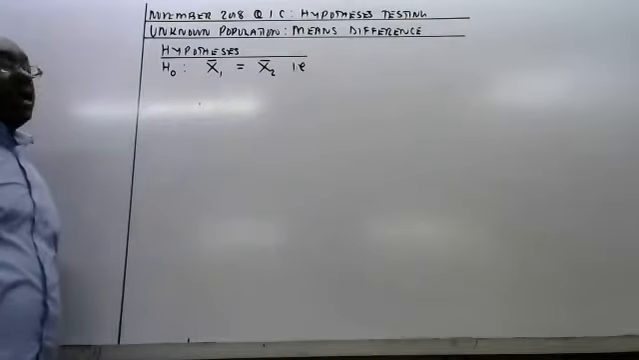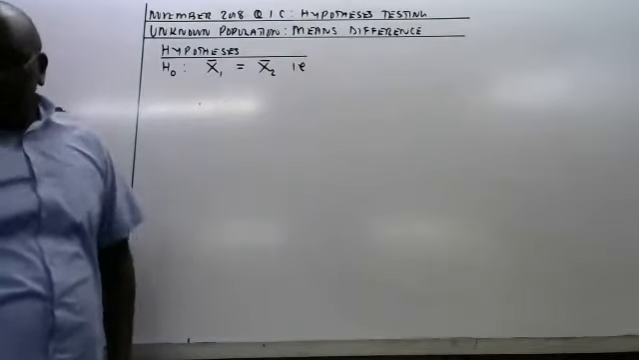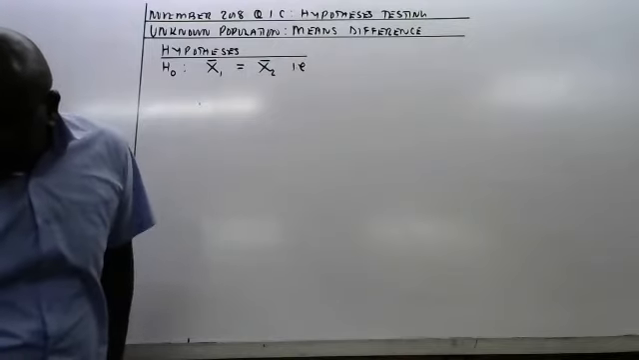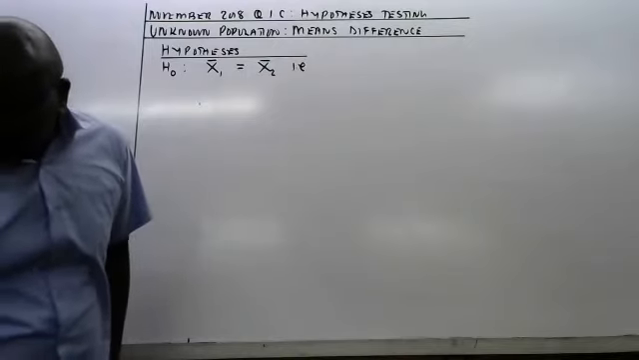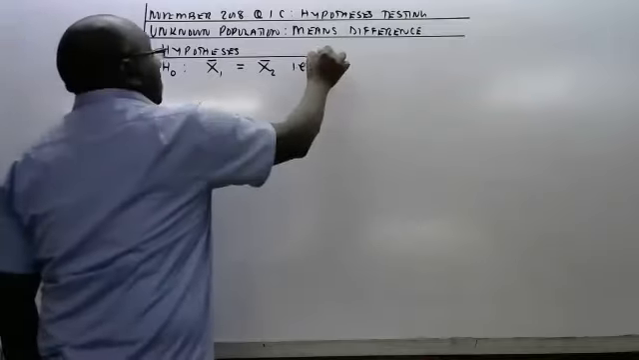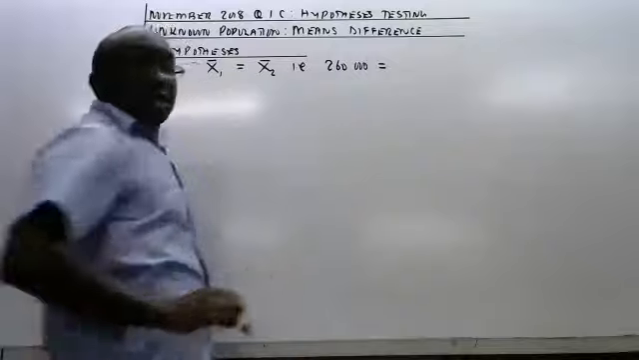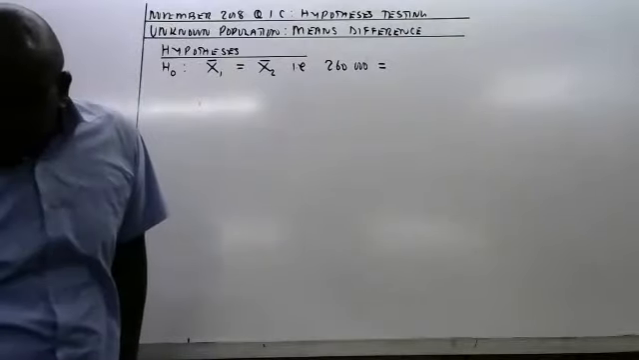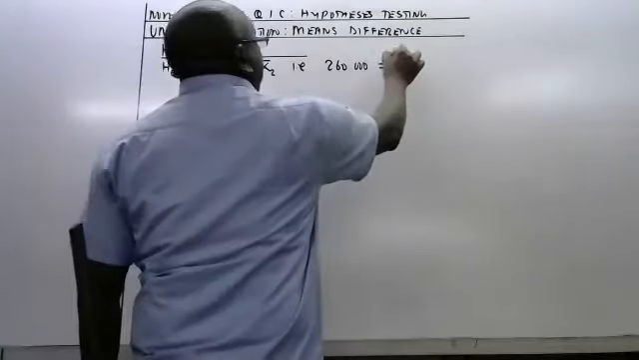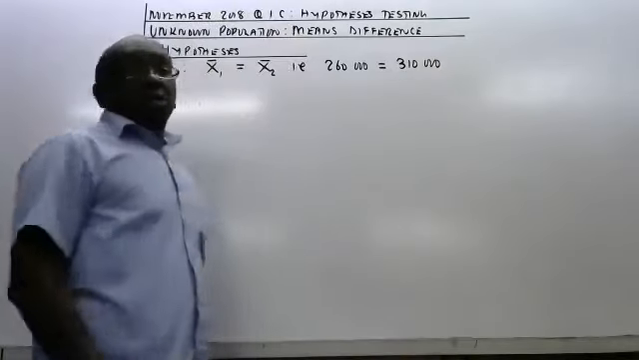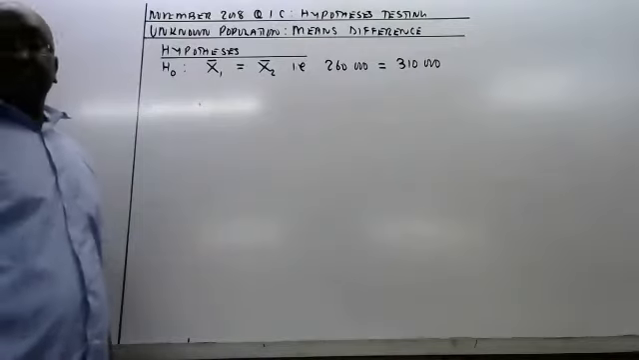The null hypothesis: x bar 1 is equal to x bar 2. That is, the first mean, 260,000, is equal to 310,000.